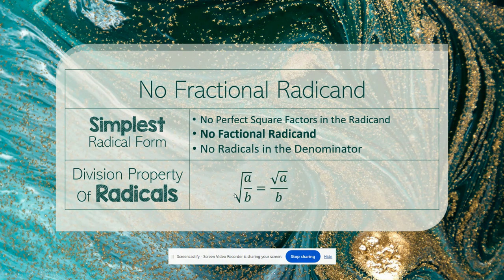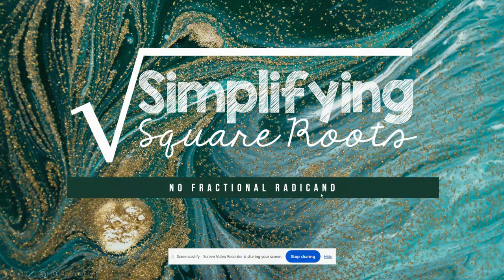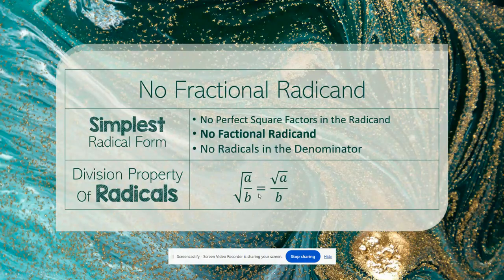So the division property of radicals says if we have the square root of a fraction, we can work with it to get that square root out of the denominator. We don't want any square root to be in the denominator. That's a rule when it comes to radicals. That's why it's called no fractional radicand. We don't want a fraction in the radicand.